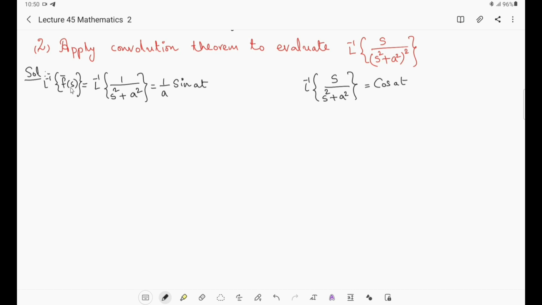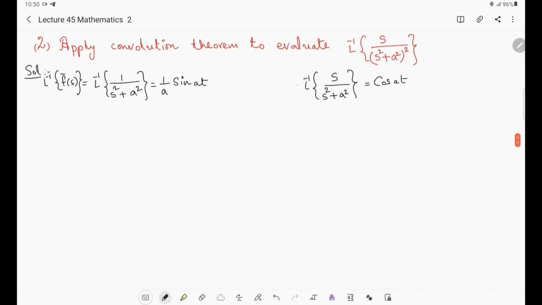So that is why I am selecting this as f bar of s and this as Laplace inverse of g bar of s. Right? This will be g of t and this will be f of t. So I got f of t as 1 by a sin at, g of t as cos at. Now let us apply the convolution theorem.